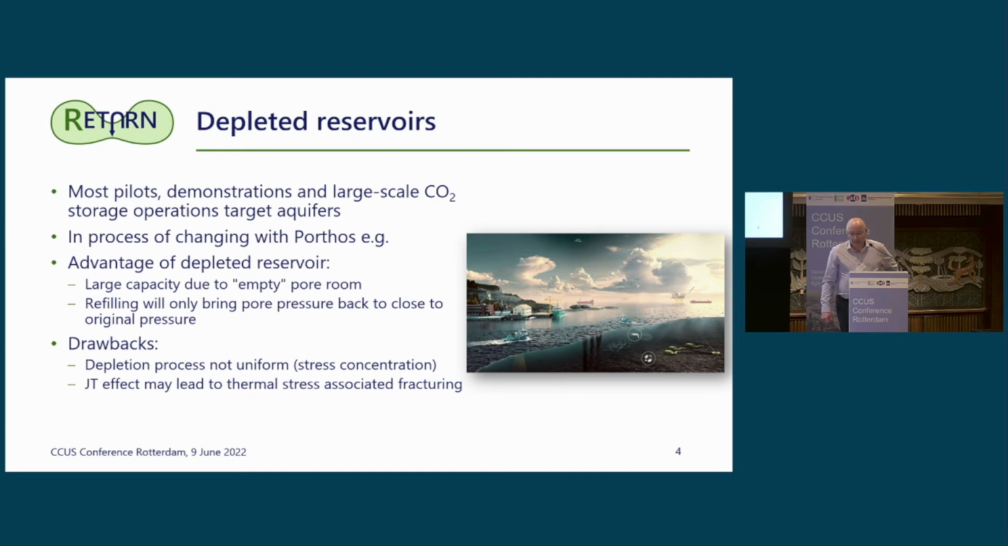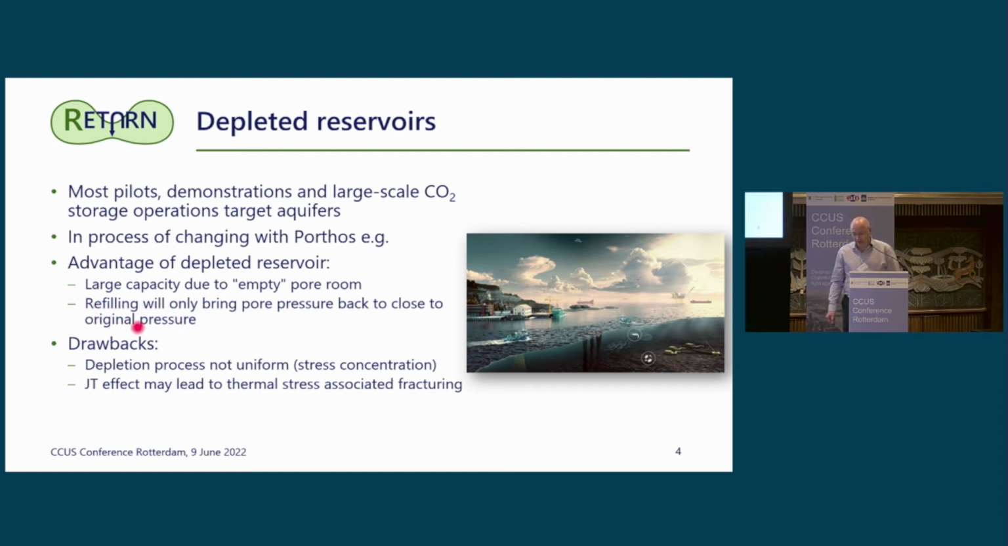So, as I was saying, most pilots, demonstrations, and large-scale CO2 storage operations target aquifers. This is also the case for the big one in Norway, the Northern Lights. And it is in the process of changing with, for example, what you've heard about Porthos and the gas fields offshore or near onshore Netherlands. What are the advantages of working with depleted reservoirs? I kind of naively would think that you have a very large capacity because you've taken out all the gas or oil that was there, so you have some empty pore rooms that you can fill.